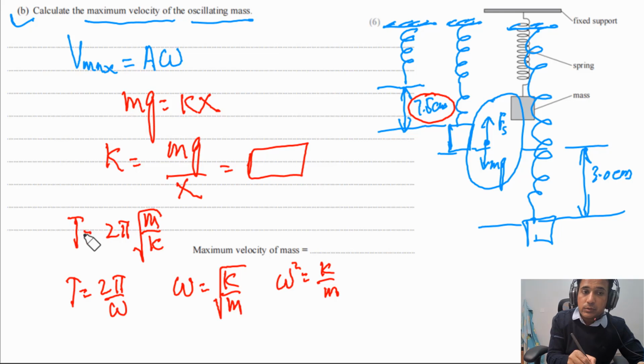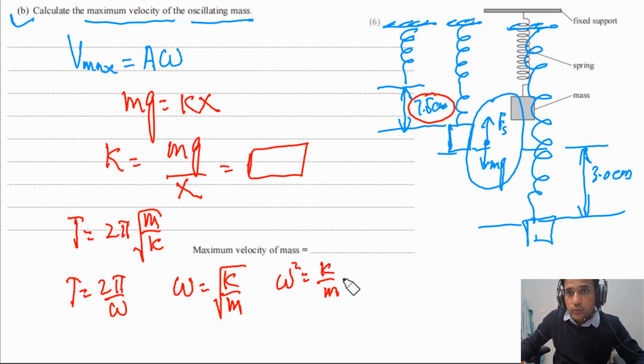If you use this one, you will find the time period first of all. If you use this formula, then you will find the frequency. Then omega is equal to 2 pi f. So from f you will be able to find omega. That will be a little bit long. If you have this understanding, you can plug in values and find the answer. I hope this gives you the main idea of how to answer the question.